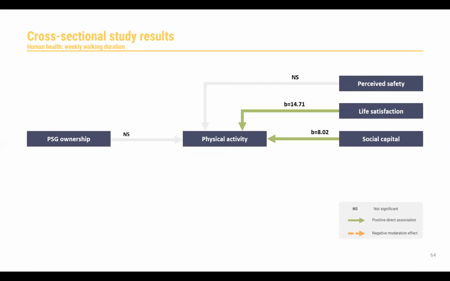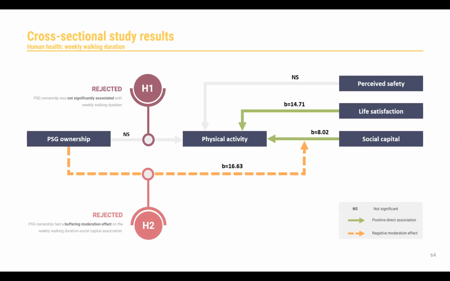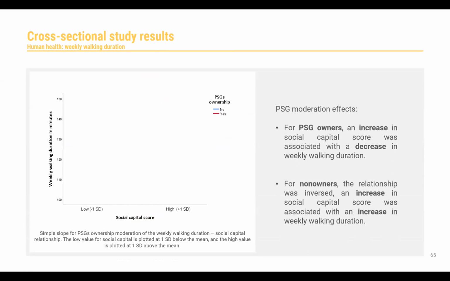For this variable, PG's ownership was not significantly associated with walking duration. However, and curiously, we detected a buffering moderation effect on the walking duration, social capital association, meaning that, as can be seen here, for PG's owners only, an increase in social capital score was associated with a decrease in walking duration, while for non-owners, this relation was inversed. An increase in social capital score was associated with an increase in weekly walking duration.